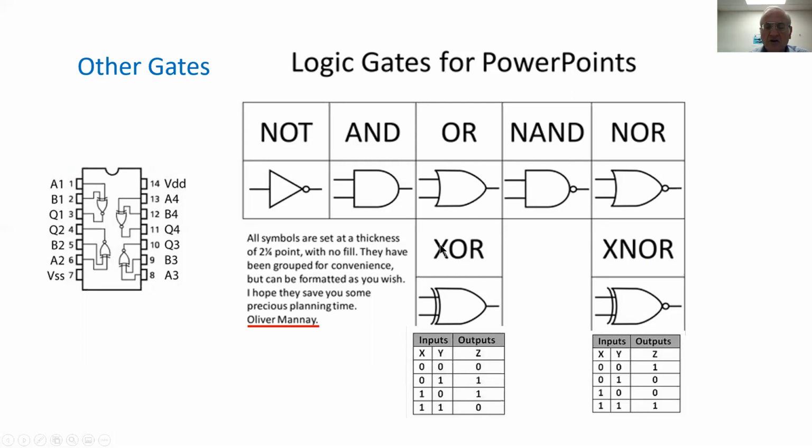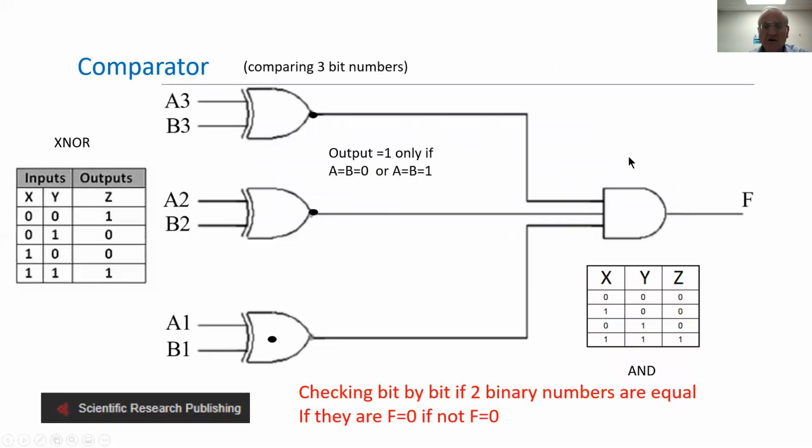We also have exclusive OR, which is similar to the OR with one exception, that at the OR we have the output showing 1 when either one or both is 1. But with XOR, the only way we get 1 at the output is if only one of them is 1. If both of them are 1, the output is 0. And similarly, we have the XNOR, which is exclusive NOR.